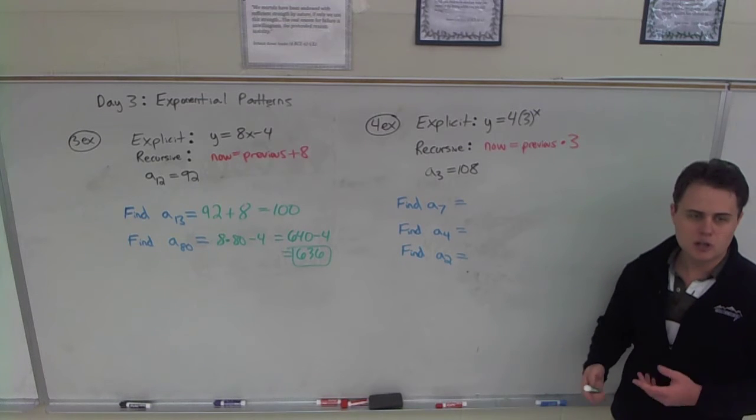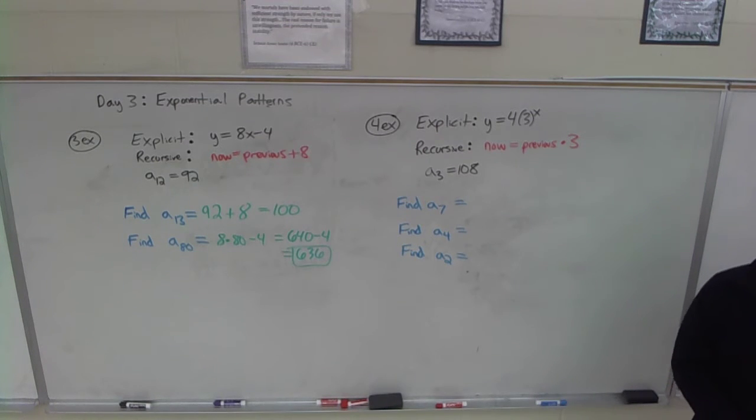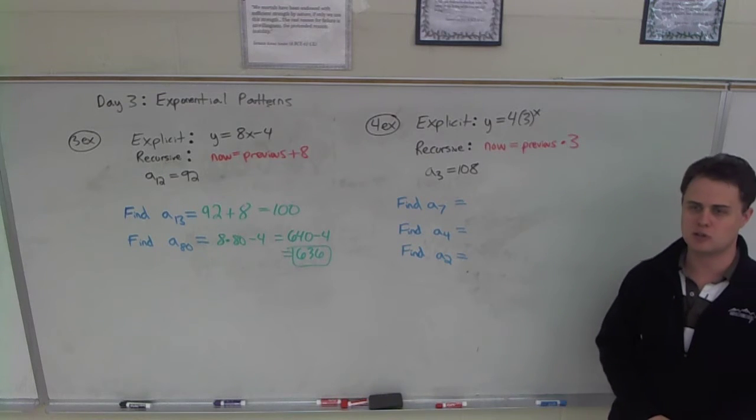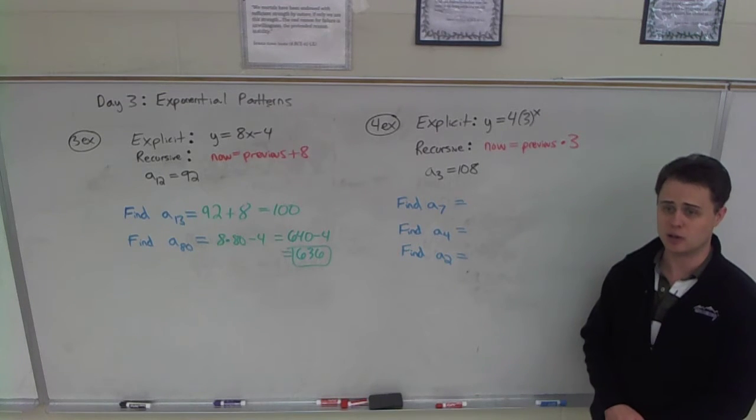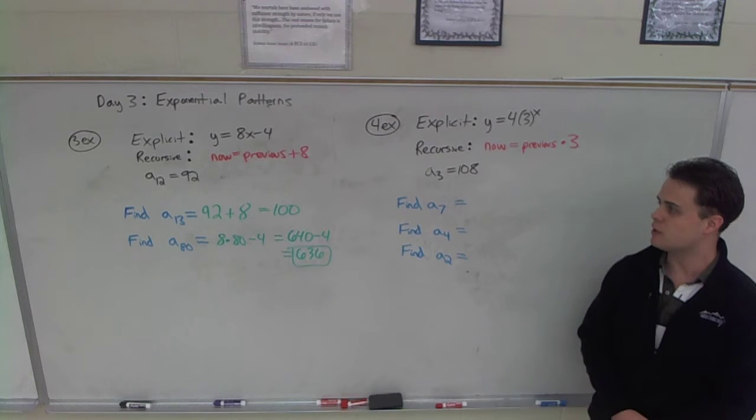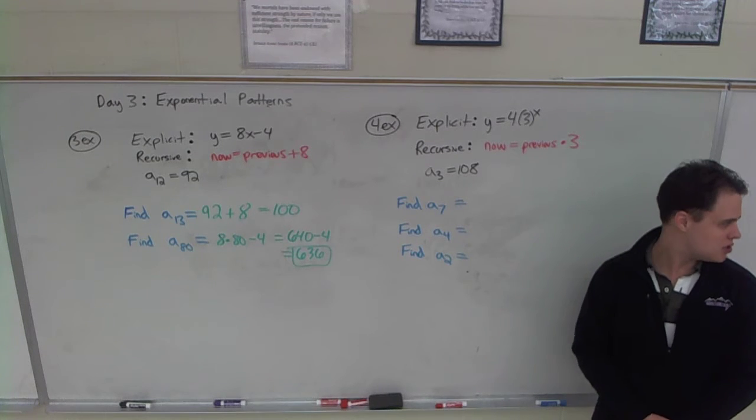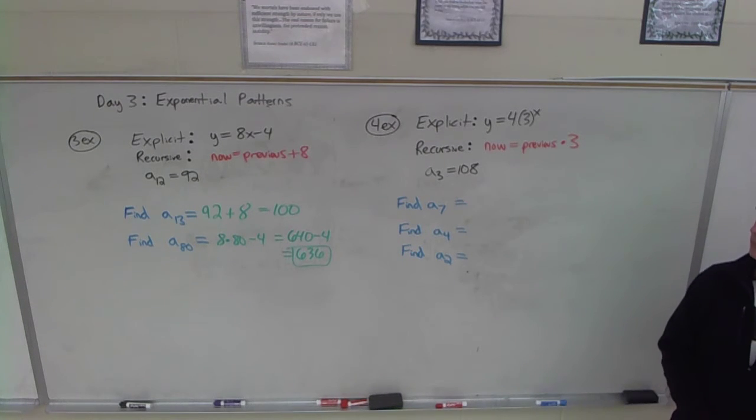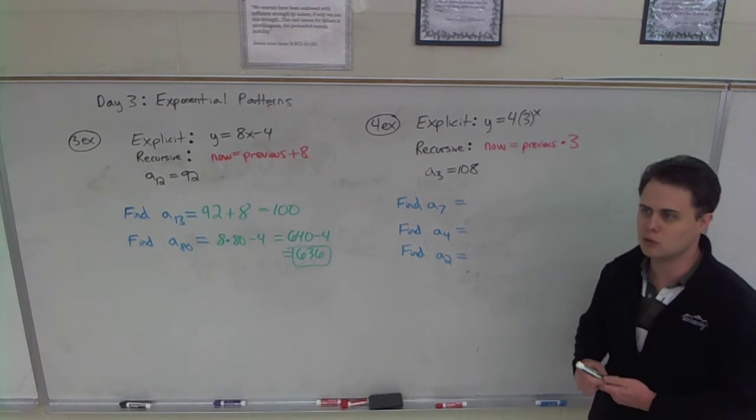Okay, so now you guys help me with this one. You've got another explicit, another recursive, another starting spot. This time we're starting at the 3rd spot, and it's 108 there. So if we want to find the 7th spot, which one's better to use? Explicit. You think explicit? Yeah, it's a little bit far away from 3. We could probably count it, but it's not right next door, right? So let's go with Jeremy. He wants to use explicit.